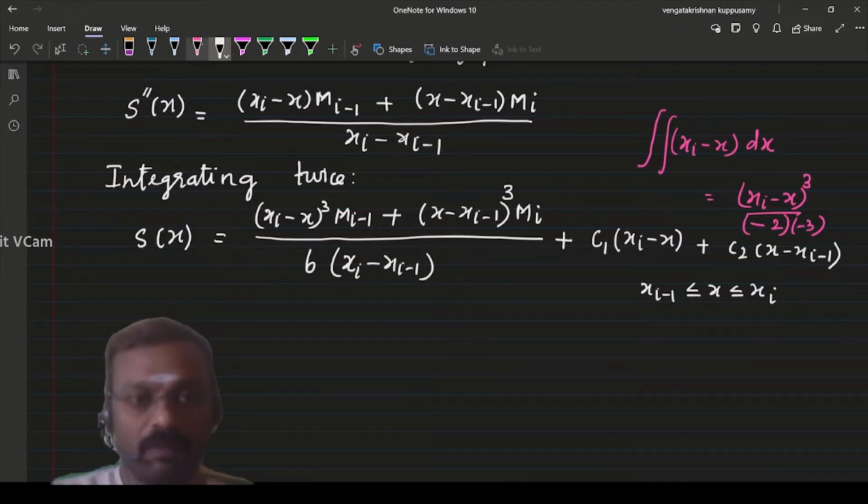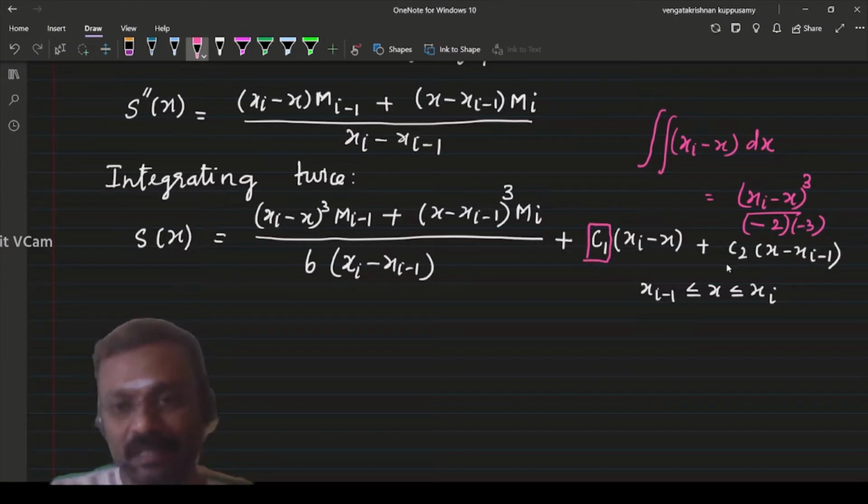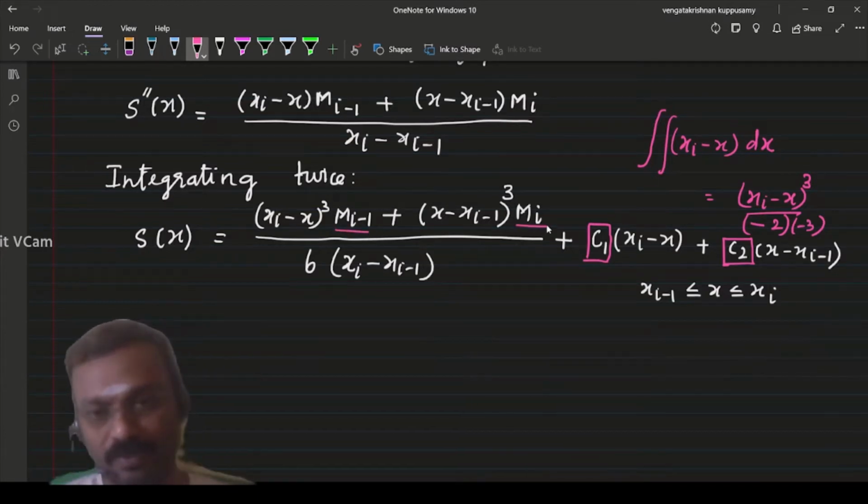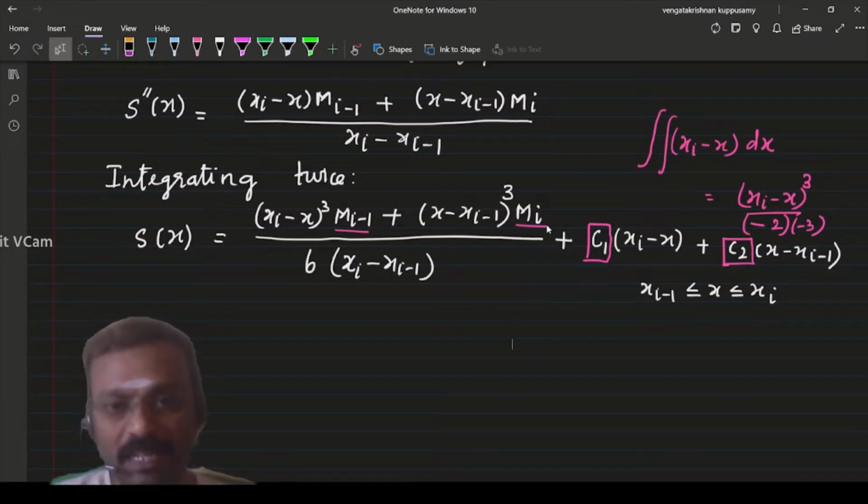So now our problem turns out to be finding the constants C1 and C2. Of course, we also need these mi values. So we have to find C1, C2 and mi.